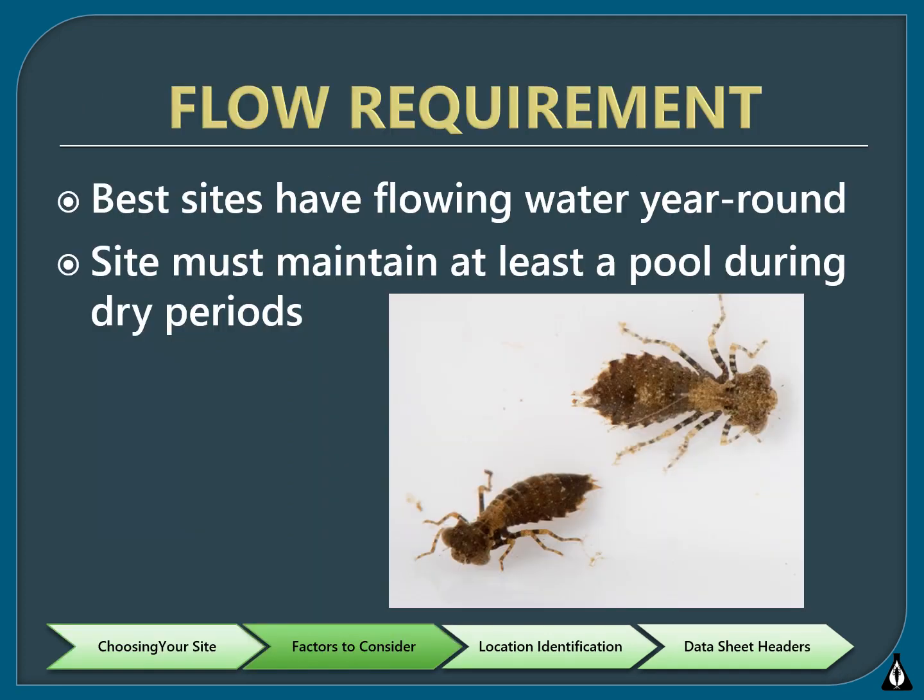When it comes to monitoring, keep in mind the type of stream you're monitoring. The best kinds of streams are perennial streams that have constant flowing water. Intermittent streams are also good, but keep in mind that those streams must at least maintain pools within dry periods. If you are not sure if your stream is intermittent or ephemeral, it may be helpful to check your stream during a dry period, such as late summer, to make sure that the stream is maintaining at least pools.